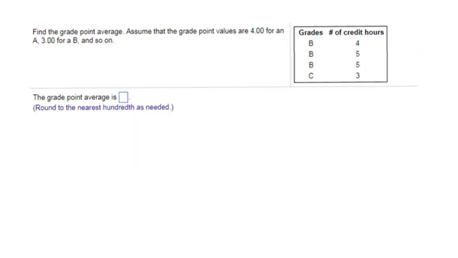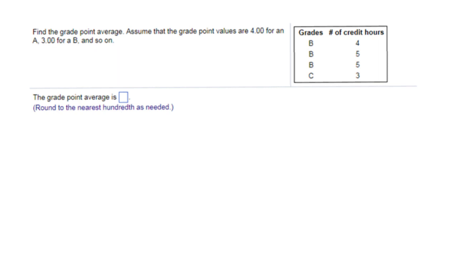For our final exercise, it says find the grade point average. Assume that the grade point values are 4.0 for an A, 3.0 for a B, and so on. So a C is going to be worth 2 points, 1 point for a D, and 0 points for an F. All right, those are called point values. So here are the grades that we have in our chart. We made 3 Bs and a C.